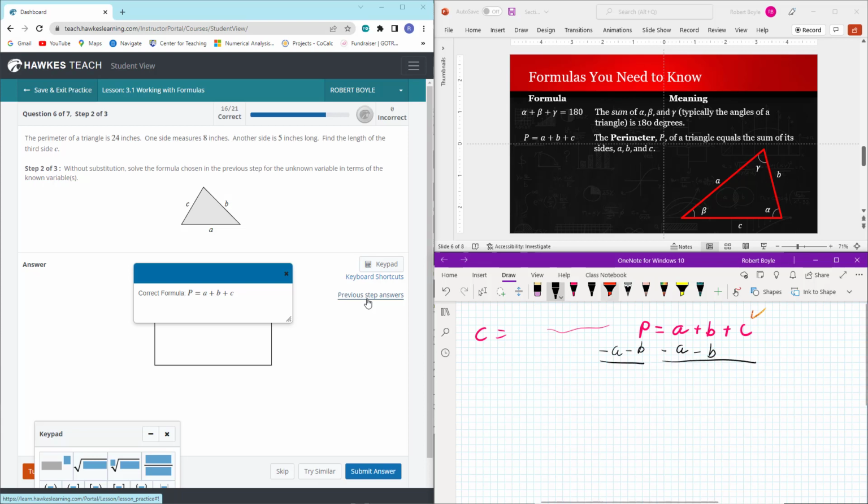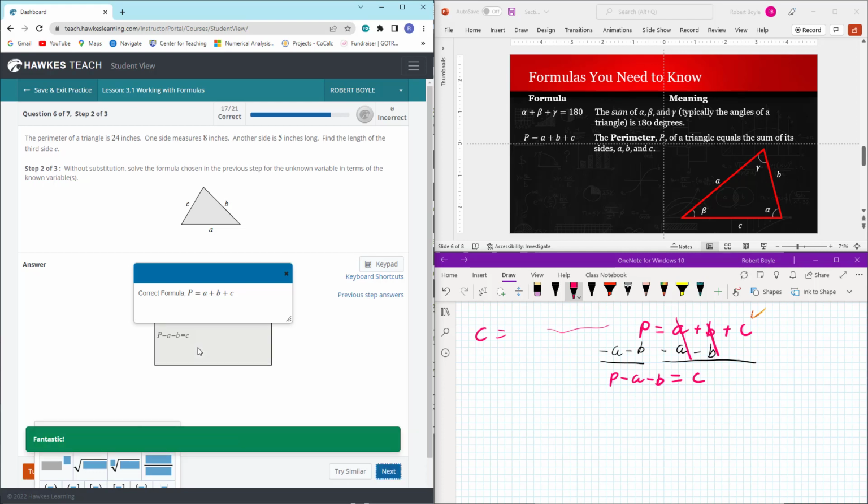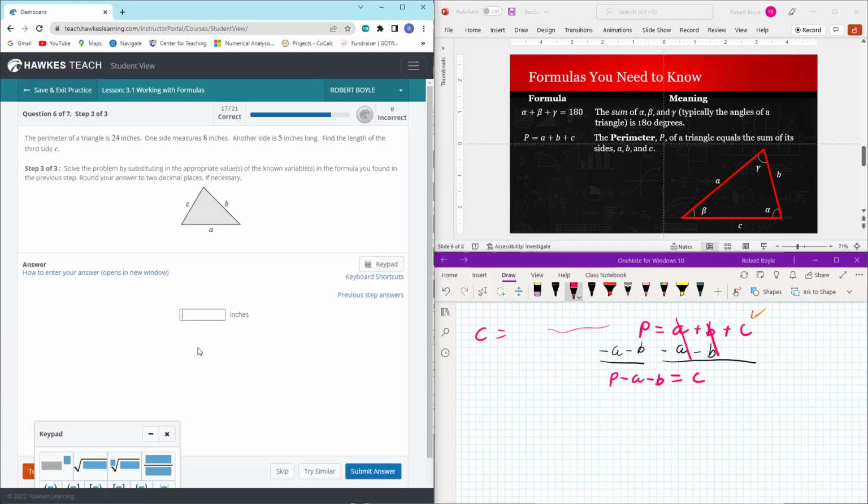Now when I do that, I will have P minus A minus B, and that's going to be equal to what? Well, these cancel. These cancel. All I have is C, and that's what we can put in. P minus A minus B is equal to C. There you go. And then finally, we just got to go ahead and put in our numbers. Notice that P is equal to 24.